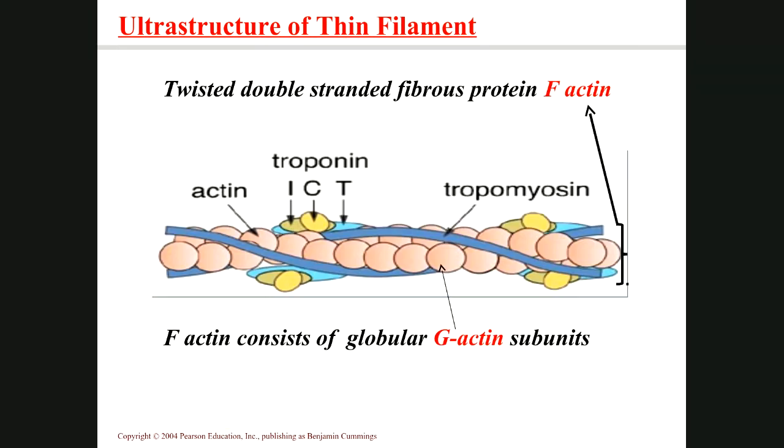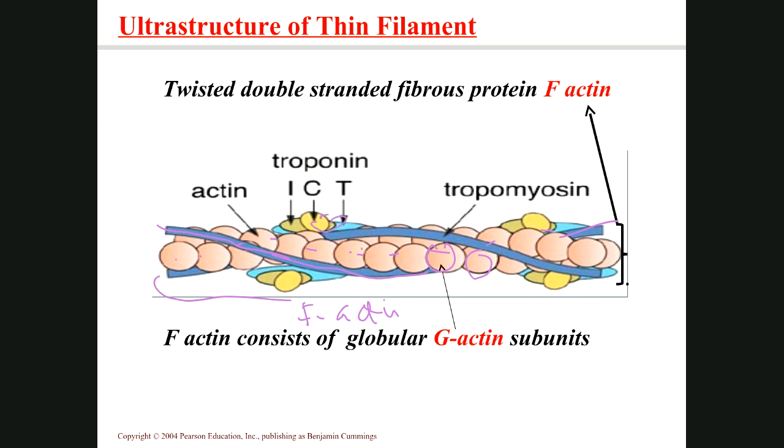Again, this depiction is showing you a thin filament. The circles are going to be G-actin. When G-actin assembles into a filament, we call it F-actin, the assembled G-actin. Tropomyosin is going around covering the active sites of actin, and it is all clamped together by troponin.